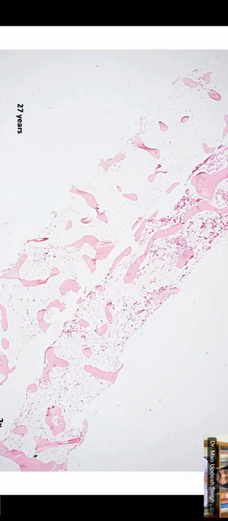So remember, most of the subcortical spaces might be hypocellular, but here you go deep down. It's a longish biopsy, and most of these are hypocellular for the age of 27 years. This is less than 5%.